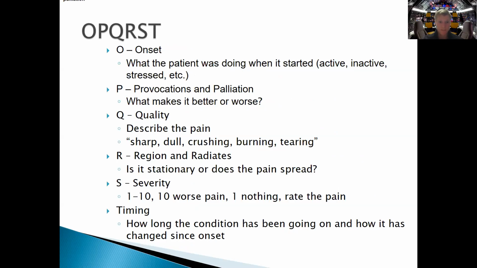Region or radiating. Is it stationary or does the pain spread anywhere else? Severity. On a scale of 1 to 10, how bad is your pain? 1 being no pain, 10 being the worst pain you ever felt in your life. Timing. How long has this been going on for? And has it changed since?